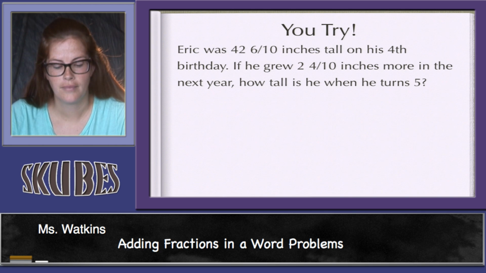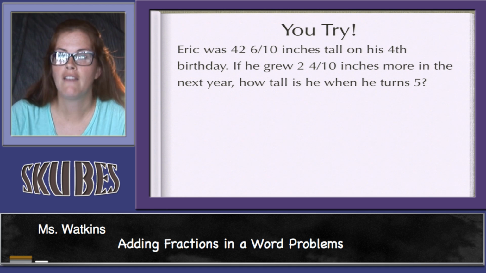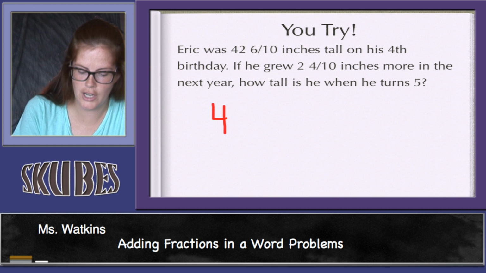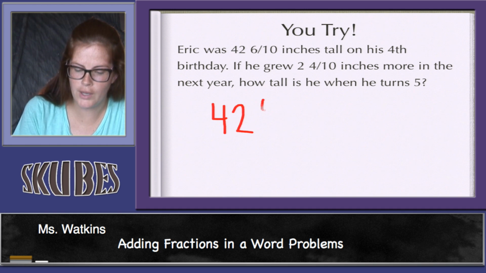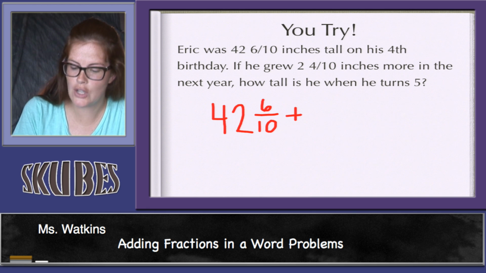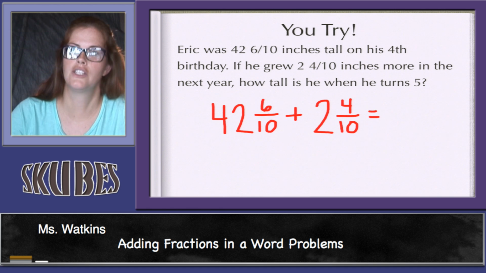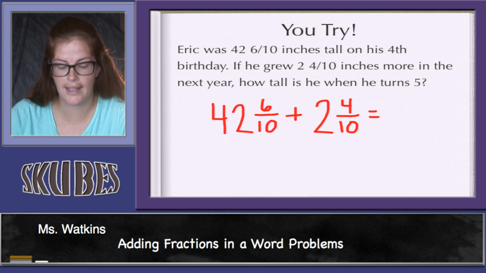You try one. Eric was 42 6/10 inches tall on his 4th birthday. If he grew 2 4/10 inches more in the next year, how tall is he when he turns 5? So let's start with what we know. We know he's already 42 6/10 inches tall, and we're going to add how much he's going to grow in the next year, 2 4/10 inches. And that will tell us his total height on his 5th birthday.